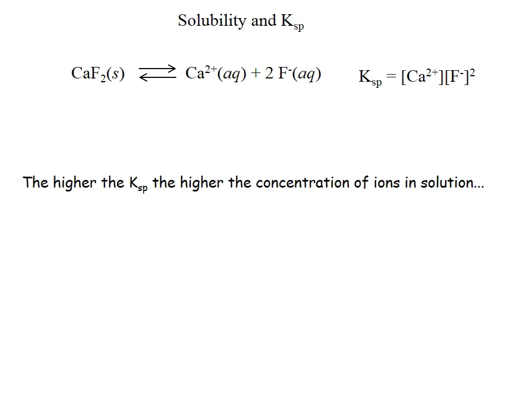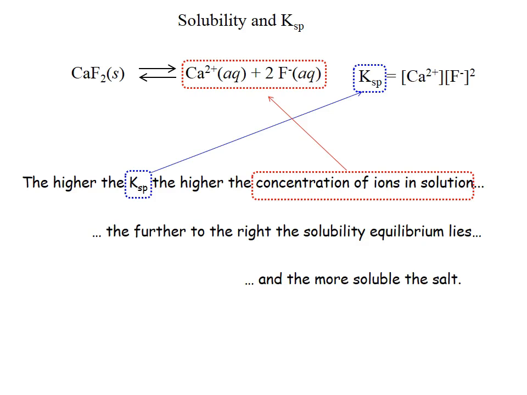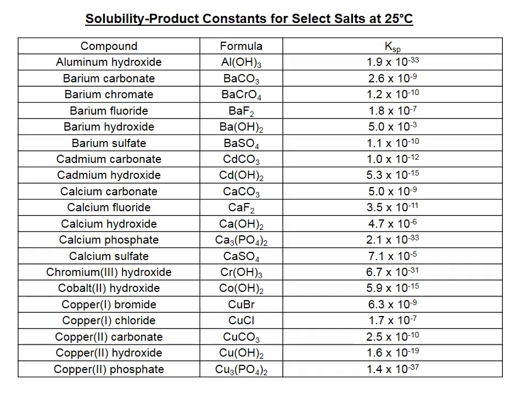Now the higher the Ksp, the higher the concentration of ions in solution. So this is Ksp here, and the concentration of these ions in solution, that's the aqueous side, right? That's the right-hand side. So the larger K is, the further to the right this equilibrium lies, and the more soluble the salt will be, right? You have more ions in solution, which lies further to the right, the aqueous side. That's a more soluble salt.